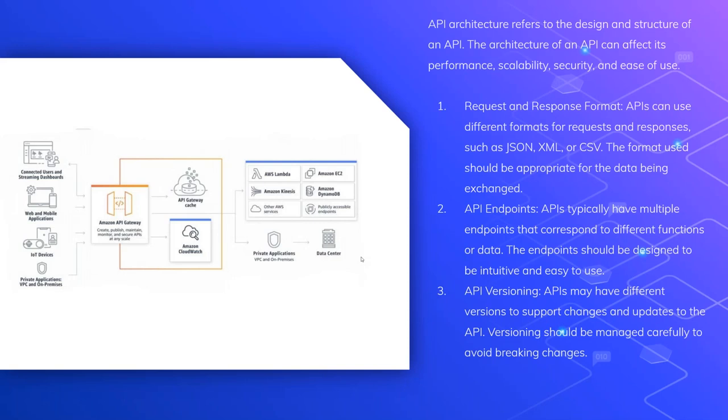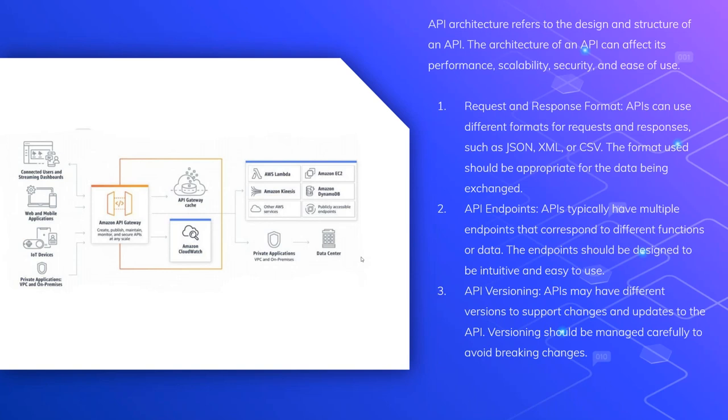Furthermore, API architecture refers to the design and structure. So a well-planned API looks like this. We have request and response formats, and we have API endpoints. Also, we have API versioning, and so on, like API security, scalability and performance, and documentation.